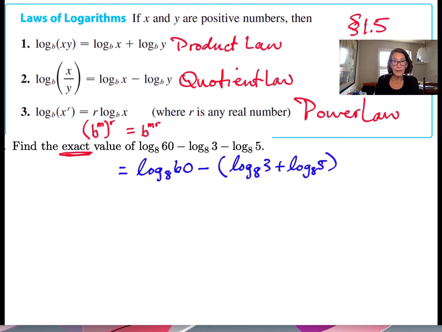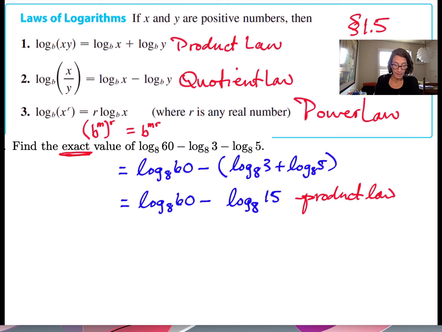That's just algebra. Now, inside the parentheses, I have a sum of two logarithms, same base. So I can use the product law and combine that into a single logarithm. I'm going to have the log base 8 of 60 minus the log base 8 of 3 times 5, or 15. That's the product law. And now I have a difference of two logarithms, so that looks like the quotient law to me. So I'm going to combine them into a single logarithm, the log base 8 of the quotient, 60 over 15. That's the quotient law.